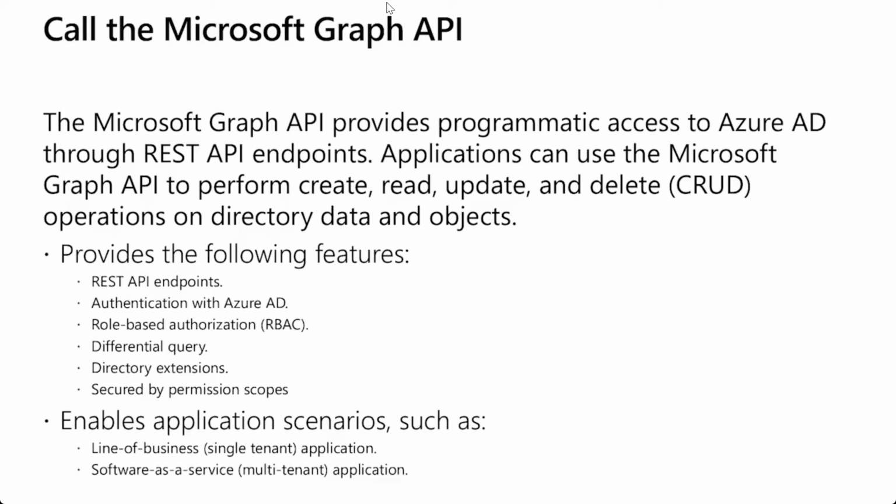Some other benefits of using the Graph API as well are that we've got the ability to do differential queries. We've got some directory extension capabilities, also secured by permission scopes. And when you enable application scenarios such as line of business apps, a single tenant application, or maybe thinking of it as a software as a service, multi-tenant based application, the Graph is going to give you that rich access to those data sets that you might need within a customer environment.